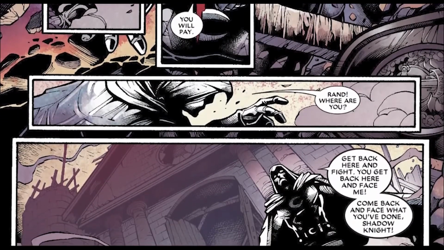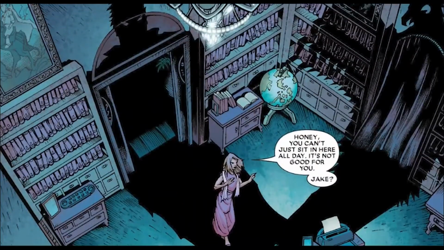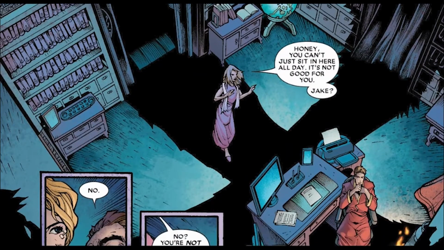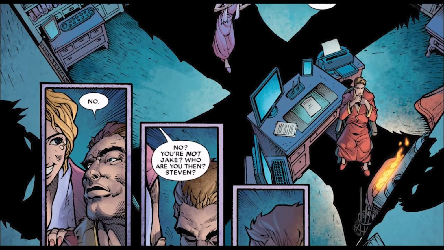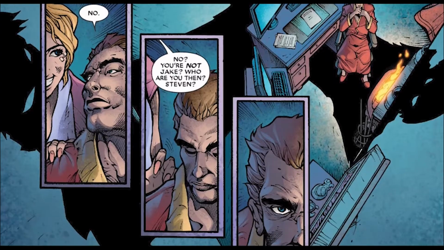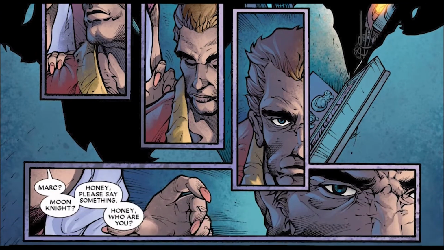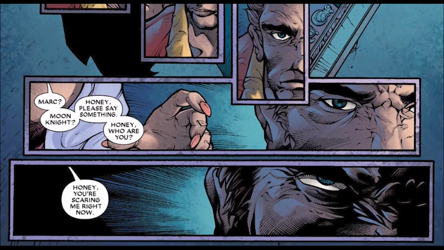At the end of this fight though, Randall had disappeared. We then get a page where you have Moon Knight kind of shutting everyone out, and this includes Marlene as well, because when she goes down into his study, he's ignoring her and she doesn't know which persona he's in right now. Is he Moon Knight or is he Mark Spector? Because you have to remember that Moon Knight does deal with personality disorder.